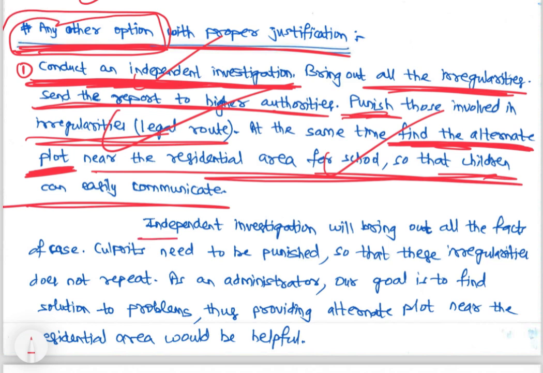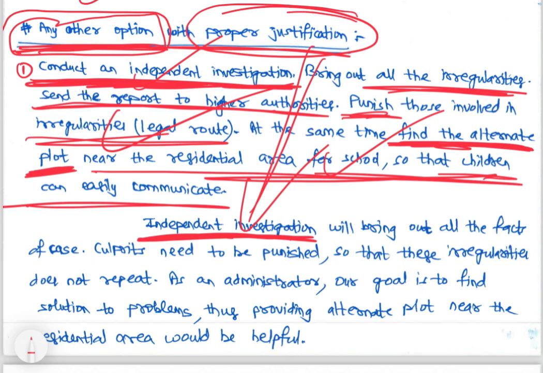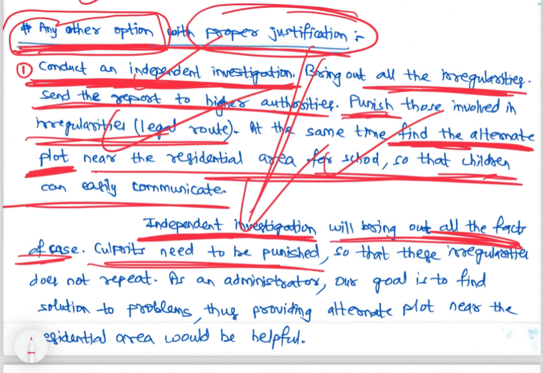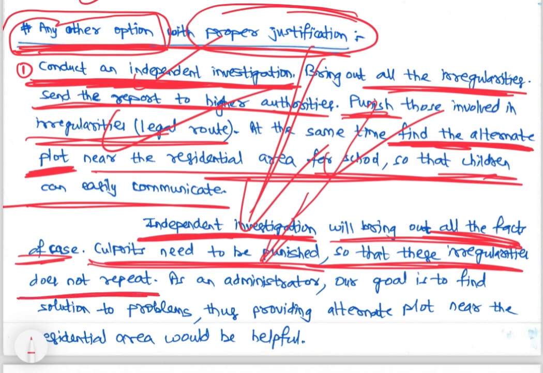Then independent investigation will bring out all the facts of the case, right? See, proper justification भी पूछा. So this is the justification. Independent investigation will bring out all the facts of the case. Culprits need to be punished so that irregularities don't repeat.